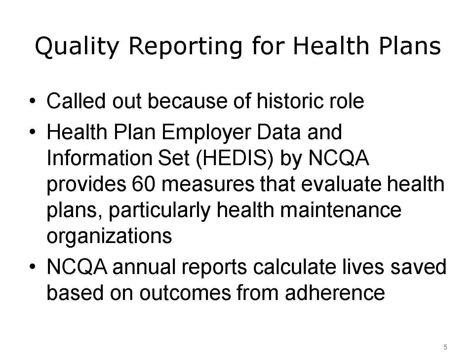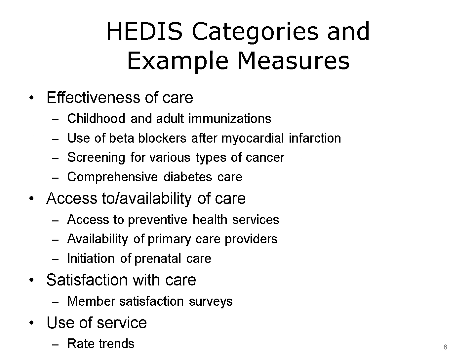End quote. The NCQA reports, which were covered in the previous lecture, calculate lives saved based on outcomes that occur from adherence to these process measures. For a more detailed review, HEDIS has a number of categories and specific measures within those categories. One category includes effectiveness of care measures, such as childhood and adult immunization, use of beta blockers after myocardial infarction, or MI, screening for various types of cancer, and a number of measures related to chronic diabetes care.